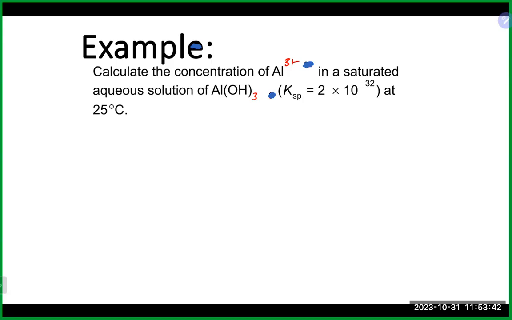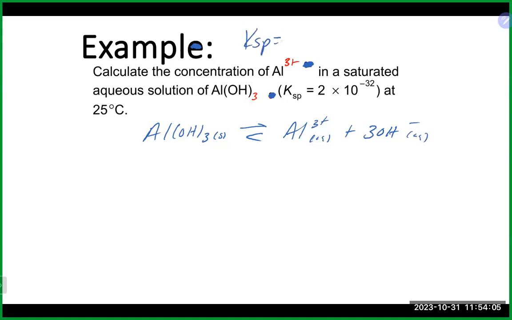Okay, so let's take a look at this one. We're given just the Ksp, so it definitely should be an ICE table situation here. We are also given the Ksp, so we know this is going to be a solid. It will break apart into an aluminum and 3 hydroxides here. Our Ksp expression will be our aluminum times our hydroxide. Again, we do need to cube it because of the coefficient that we see there as well.